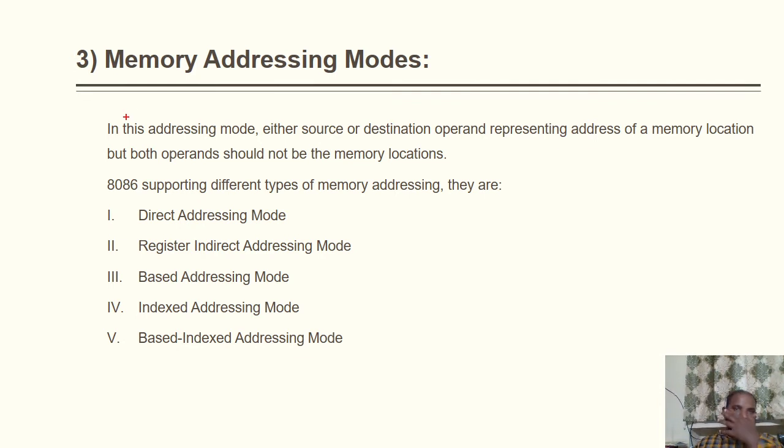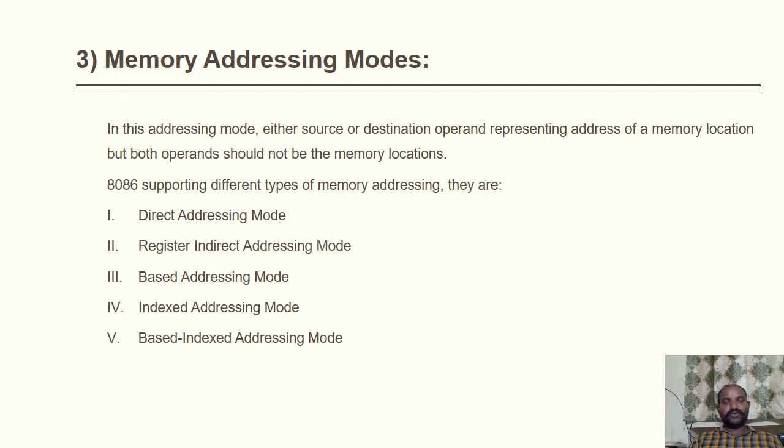So memory addressing mode is nothing but, when we are taking one instruction, obviously we are going to have the source as well as the destination. In memory addressing mode, in any instruction, either the source or the destination is going to be the memory location, and both should not be memory locations.